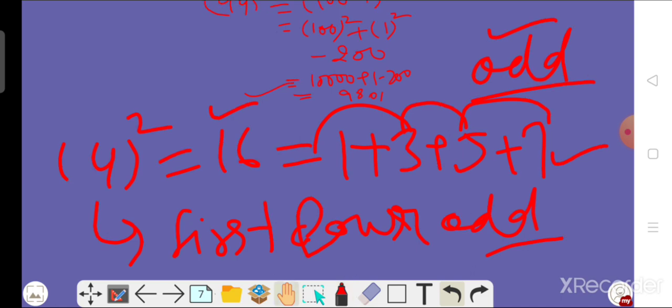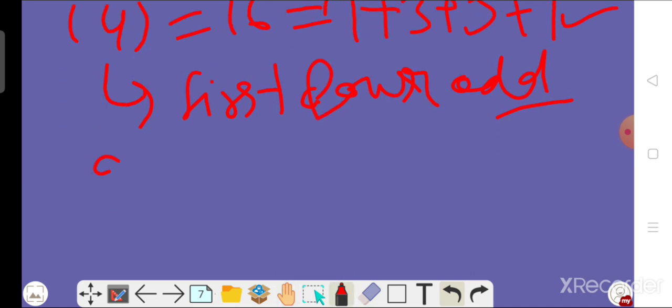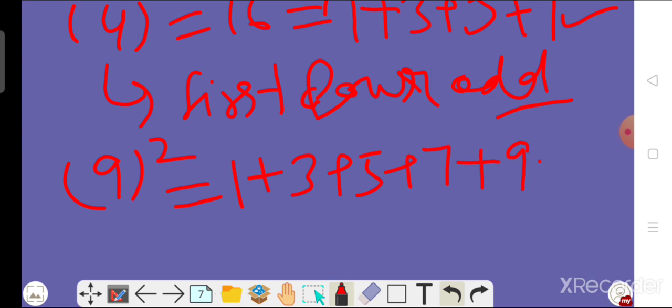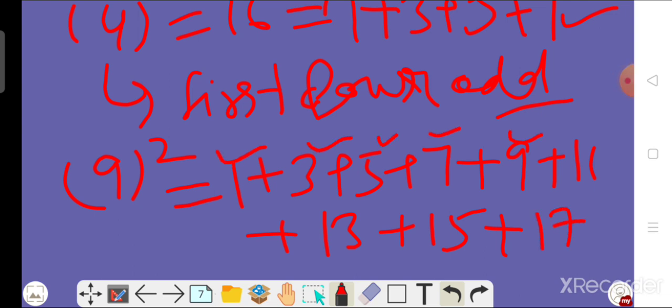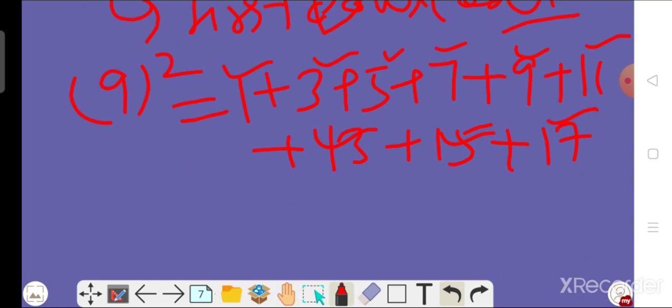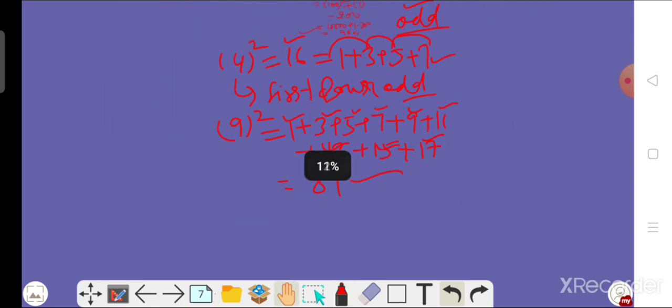Again, if you have to find the square of 9, then you can write the sum of the first 9 odd numbers. So 1 plus 3 plus 5 plus 7 plus 9 plus 11 plus 13 plus 15 and plus 17. These are the first 9 odd numbers and their sum must be equal to 81. Okay. So this is the way by which we can find the square of a number.